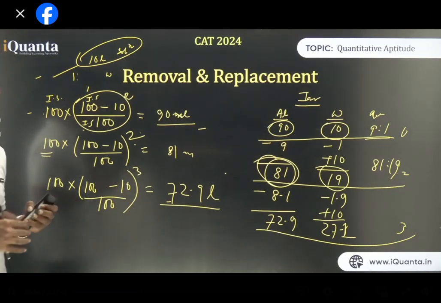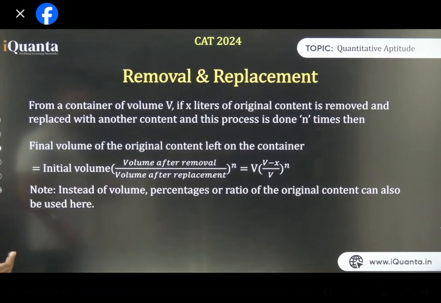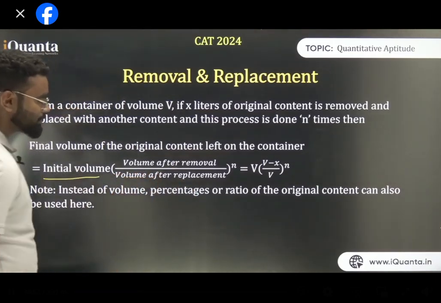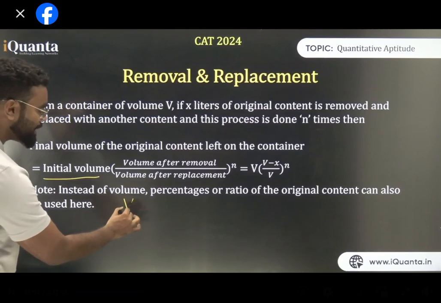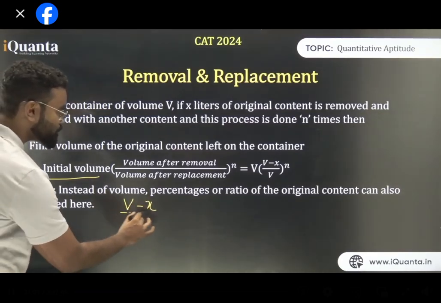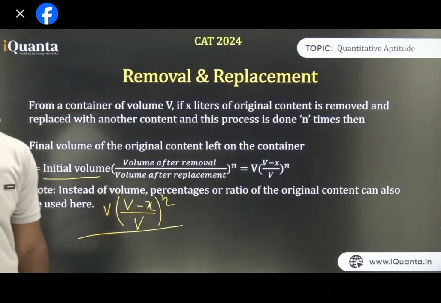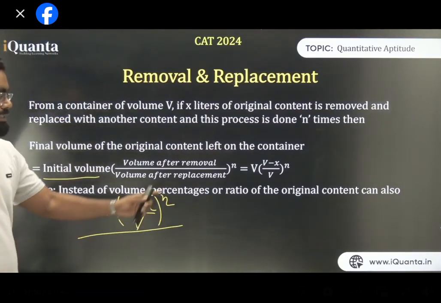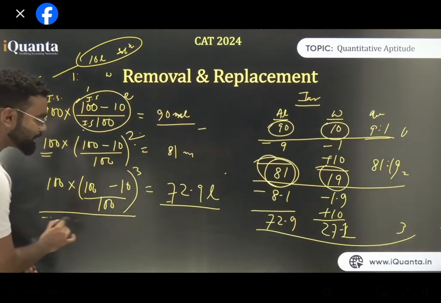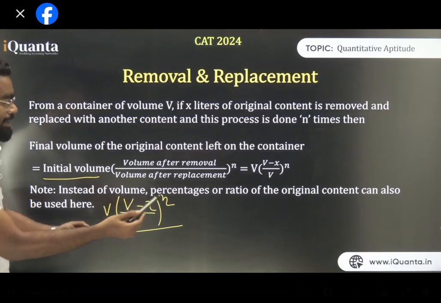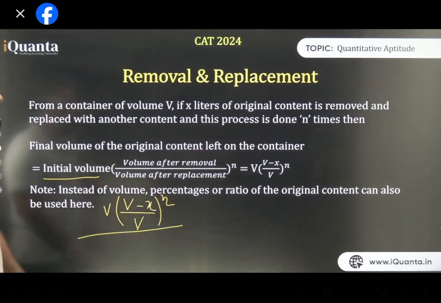So I just need to now use these things. Again, just to formulate this: from a container of volume V, if X liters of original content is removed and replaced with another content, and this process is done n times, then the formula becomes initial volume into volume after removal by volume after replacement. If the initial volume is V and the replaced amount is X, then it is V into (V minus X) upon V, to the power n. So that is your formula. n is the number of times you are doing the removal and replacement. Is it clear? That is the formula we have developed from here also. You can see we developed the same formula from here, and the answer is also the same. We are using the same formula: initial volume into initial volume minus the removed replacement amount by the initial volume, to the power n.